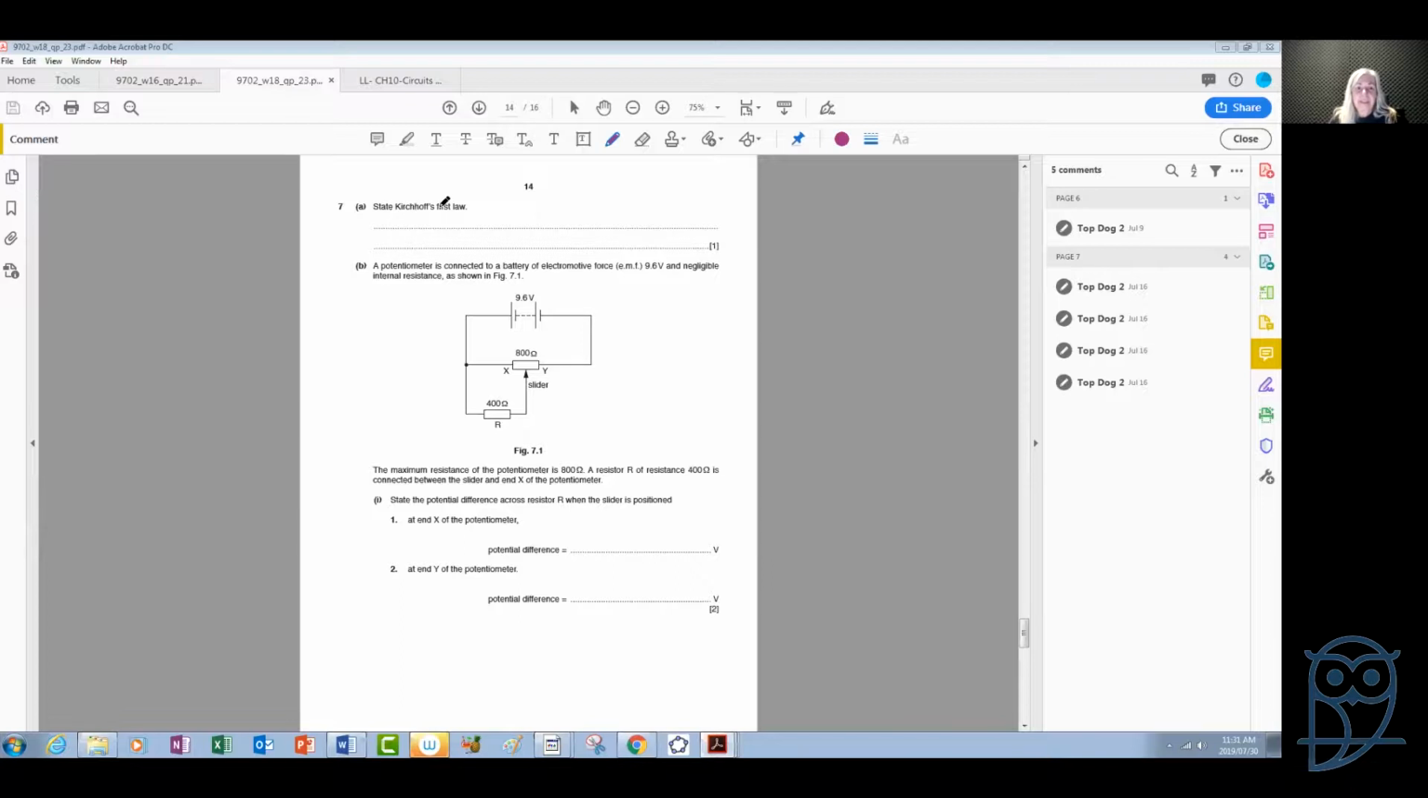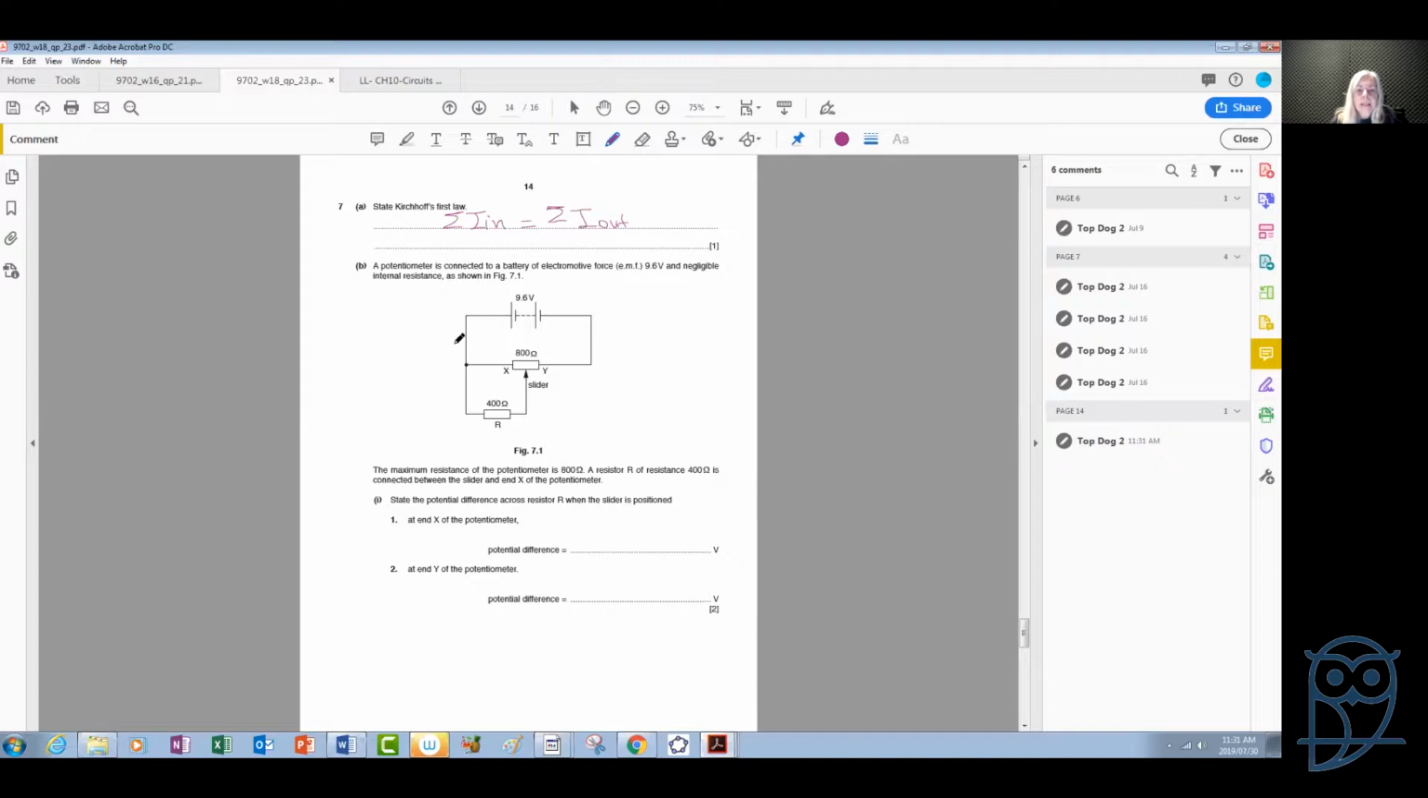Okay, state Kirchhoff's first law, right? It means that the sum of the currents that go into a node or junction is equal to the sum of the currents that go out of this junction. There is always something like a definition at the beginning with 1 mark.